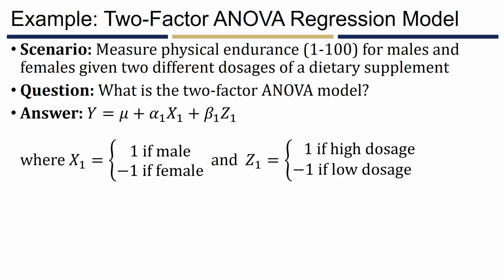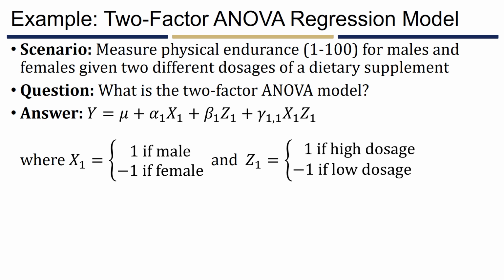Then we'll add on beta 1 times z1, where z1 is the dummy variable for dosage. We'll let z1 equal 1 if the subject was assigned the high dosage, and negative 1 if the subject was assigned the low dosage. Now notice that because both of our factors only had two categories, we only need one dummy variable for each. As a result, we're only going to need one interaction term. We'll add on gamma 1,1 times x1 times z1.